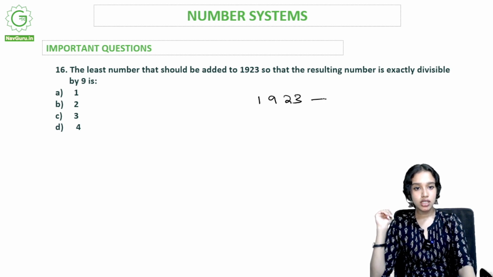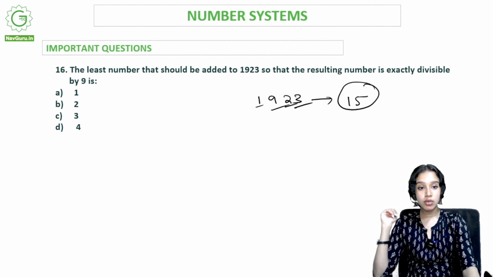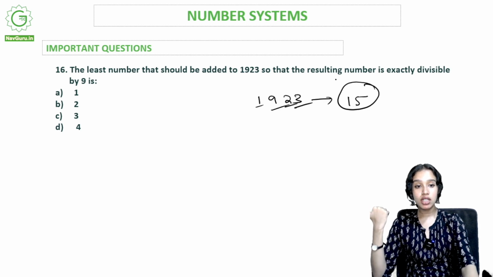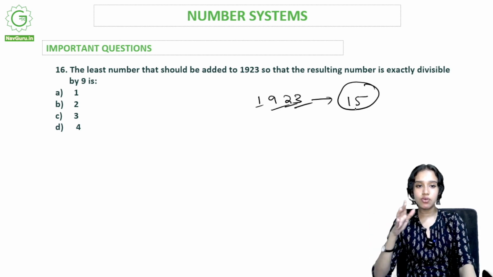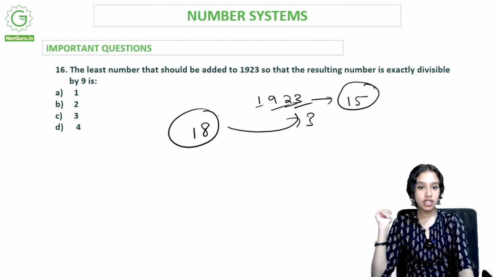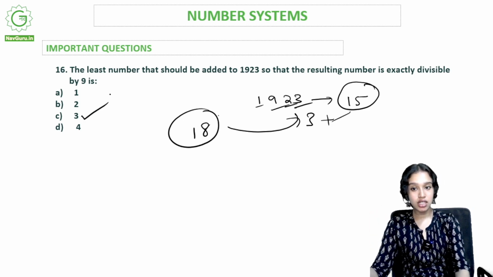1923, what is the sum of the digits? 9 plus 1 is 10, 10 plus 2 is 12, 12 plus 3 is 15. So what number should be added to 15 for it to become a multiple of 9? What is the multiple of 9 which is very closer to 15? It's 18. So if we add 3 to 15, we get a number which is divisible by 9. So the answer is 3.